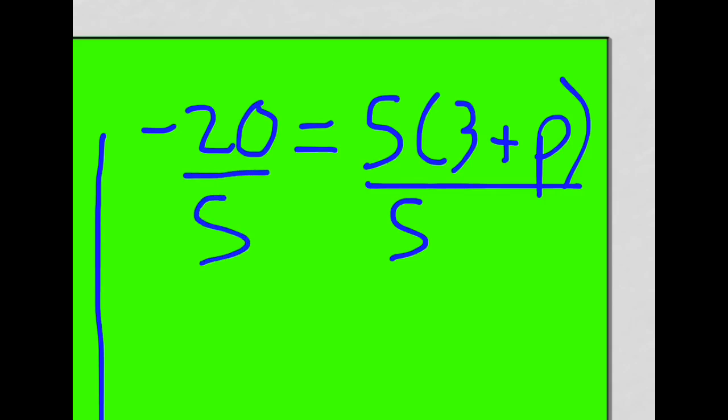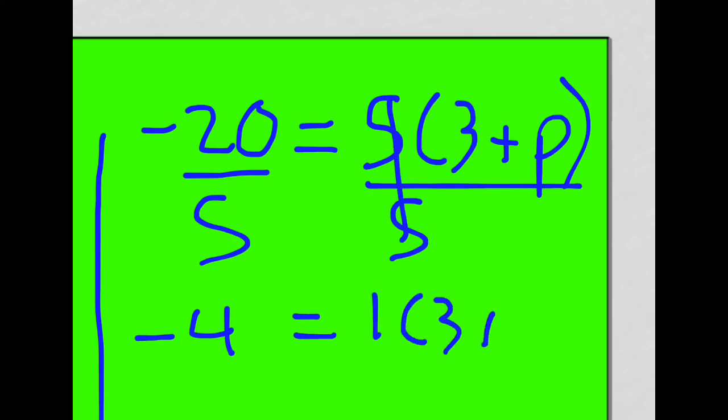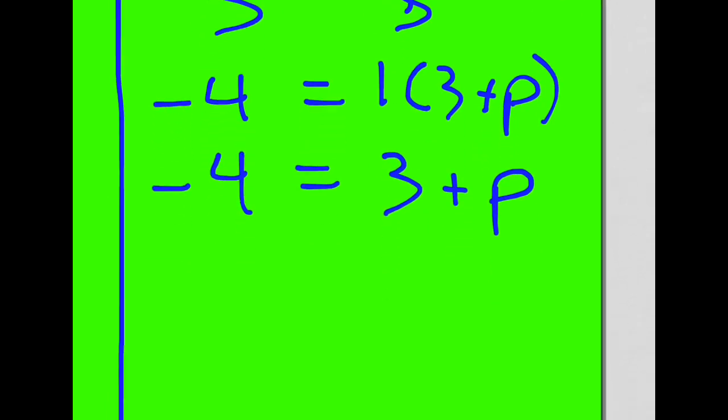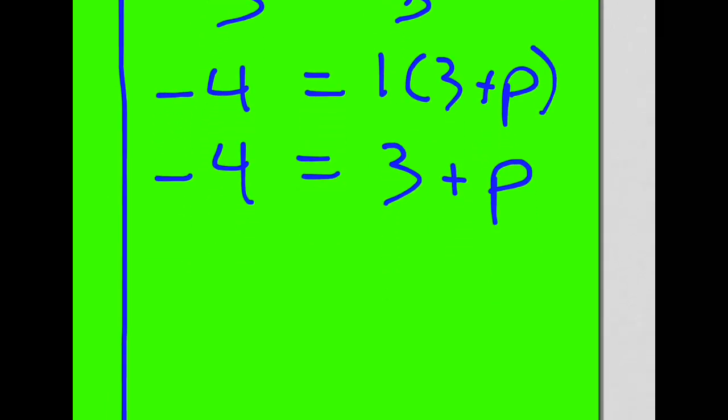The benefit of this is you get smaller integers. Negative 20 divided by 5 is negative 4. 5 divided by 5 is 1. Group of 3 plus p. Working down the page again, one group of 3 plus p is just 3 plus p. And now what I have is a much smaller, simpler one-step equation to solve.